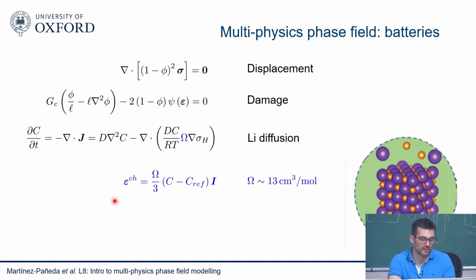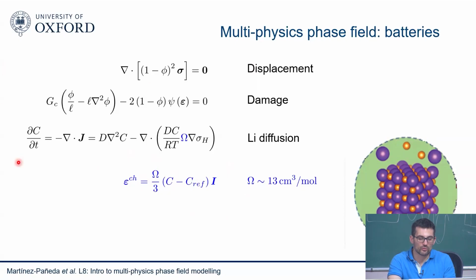So there's this extra item here. So there are some chemical strains. And these chemical strains are driven by change in concentration. And these chemical strains are also present in hydrogen. But because the partial molar volume of hydrogen in metals is so small, these chemical strains are tiny in hydrogen.